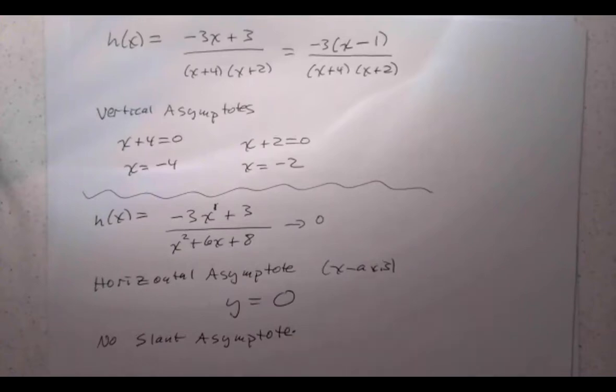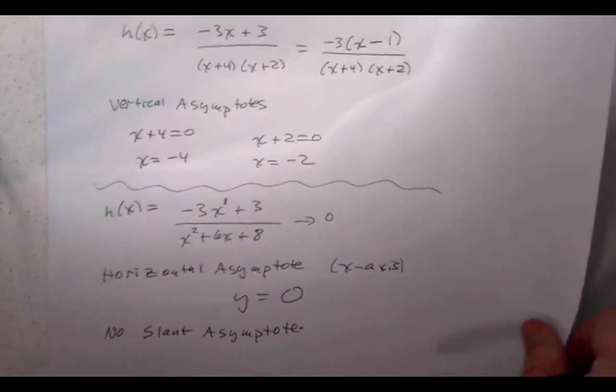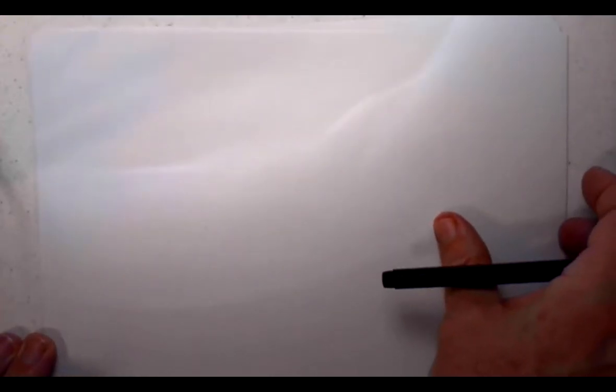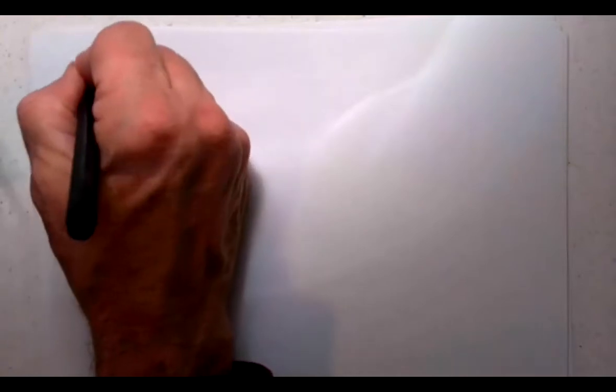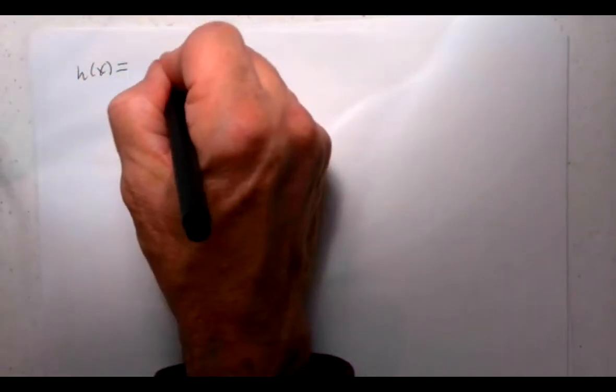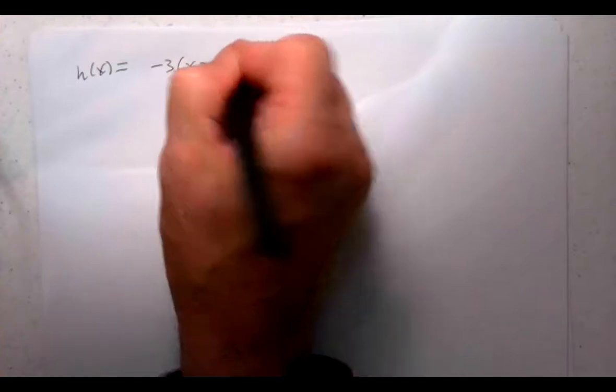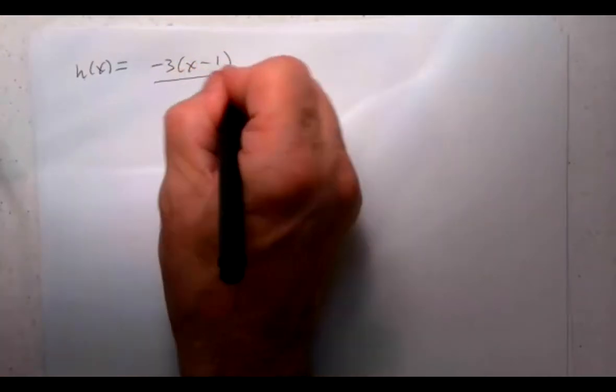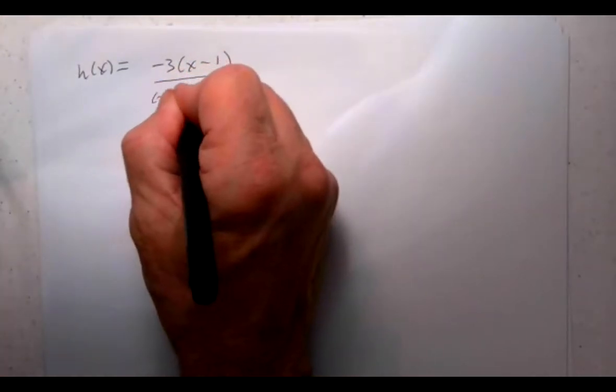Now our next thing to do is to find our intercepts. So let's do that. And I'm going to stick with my factored version of that original function. And I will say h of x is -3 times x minus 1 over x plus 4, x plus 2.